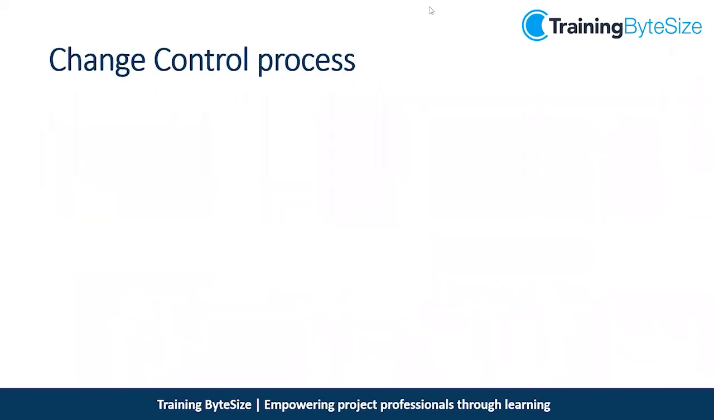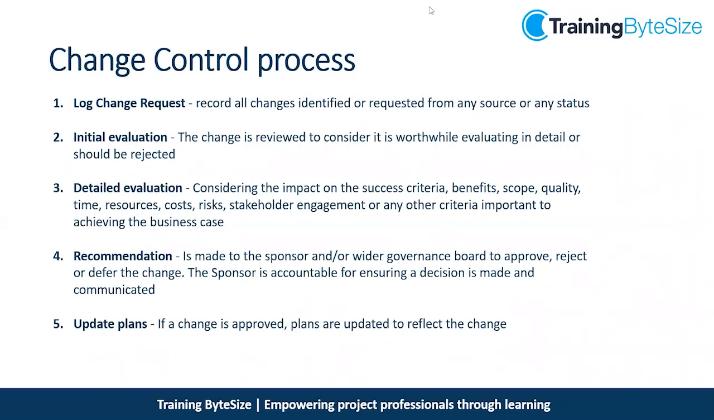Change control process then. This is a similar process as we had before. It's just acknowledging that change needs to be managed on projects. We can't just change stuff. We have to go through a formal process. So log our change request, record all our changes, and make sure they're justified. Initial evaluation: is it worth proceeding and considering? Is it just a waste of time even going any further than this? It's like a sort of initial overview.